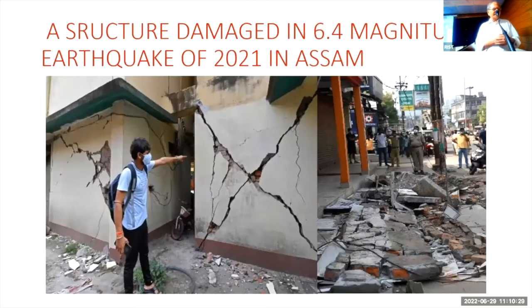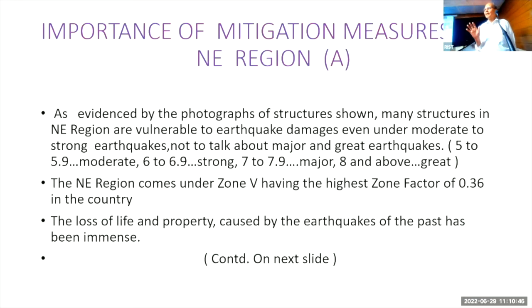The next one, you see, is a structure damaged by the 6.4 magnitude earthquake of 2021 in Assam. There are thousands of figures which we have even on the internet available. As evidenced by the photographs of structures shown, many structures in the northeastern region are vulnerable to earthquake damages, even under moderate to strong earthquakes.